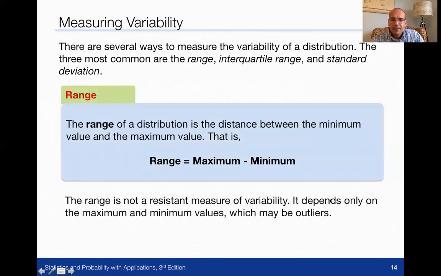Now, the thing here is this, it's not a resistant measure of variability. What they mean by that is, if you have a very high value or a very, very low value, some sort of outlier, that range is going to feel the impact of it, because after all, the range uses the highest and lowest as a part of the calculation. So if you had one that was way out of the norm and was an outlier, that's going to impact your range. So it's variability, but it's not a resistant measure of variability.